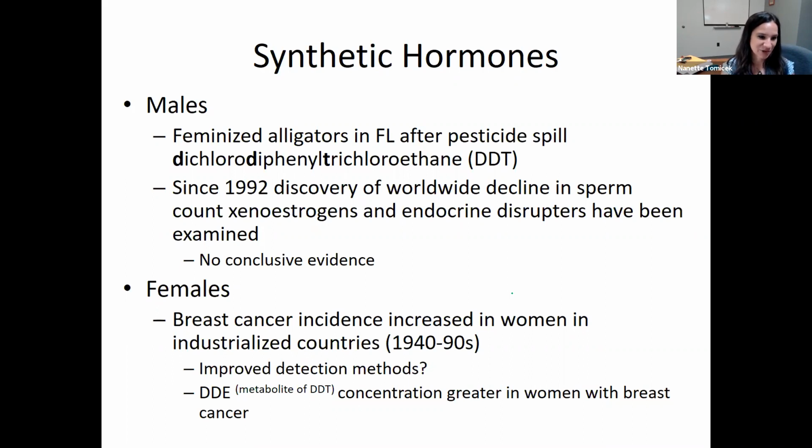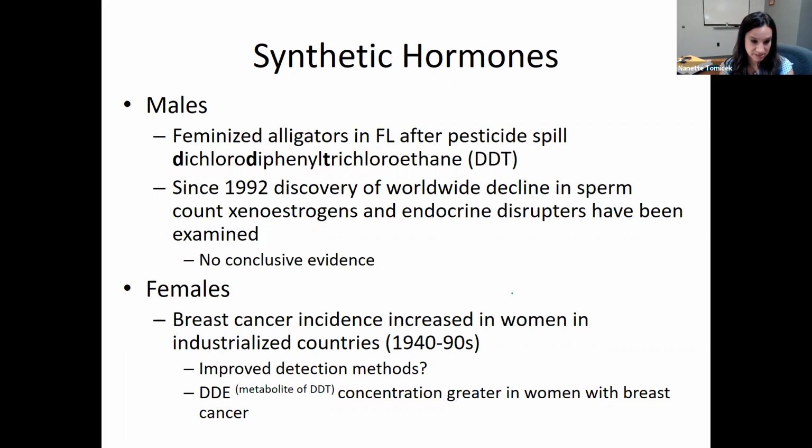Another fact out there: since 1992, the discovery is that there's been a worldwide decline in sperm count. And xenoestrogens and then endocrine disruptors, that's a new word. Again, something that can affect our endocrine system, from the environment. Those have been examined. There's really nothing conclusive. And again, I often ask the question, well, are we just getting better data? Are we just counting more people's sperm and we didn't really have a good basis for comparison? I don't know.